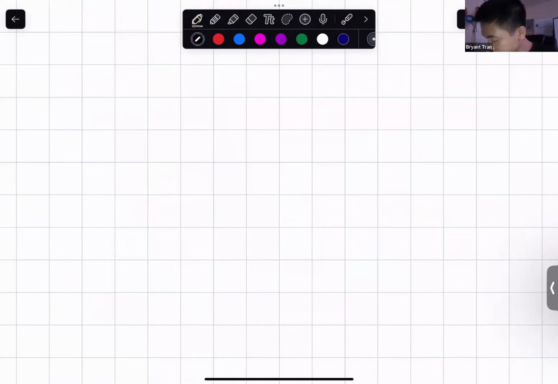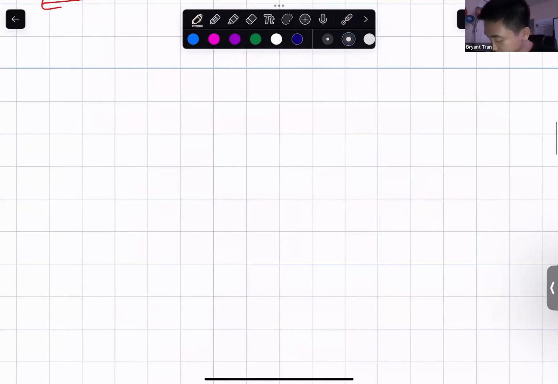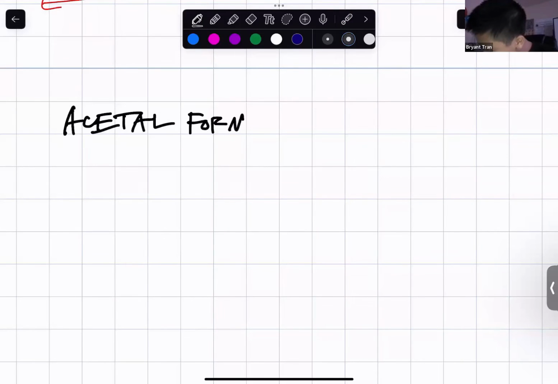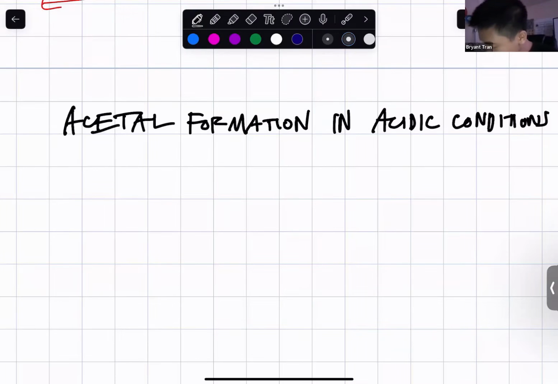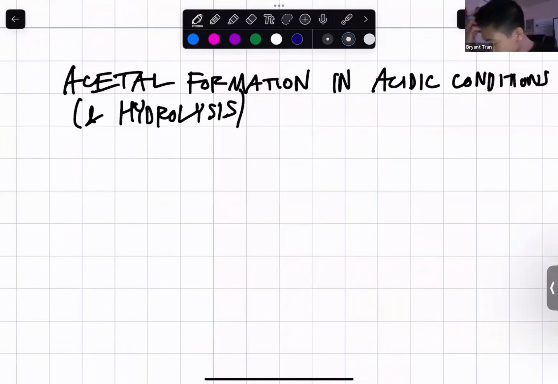So I'm going to teach you acetal formation in acidic conditions, right? And hydrolysis of it, going backward because it's reversible. Hydrolysis. Okay. So let's say we have a carbonyl.